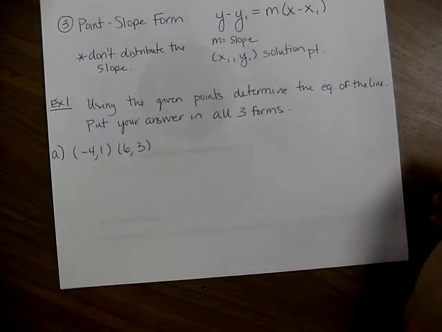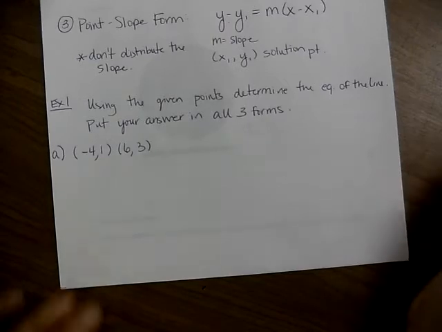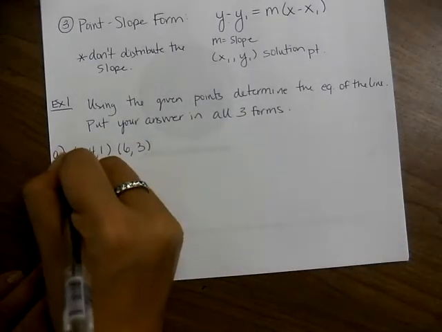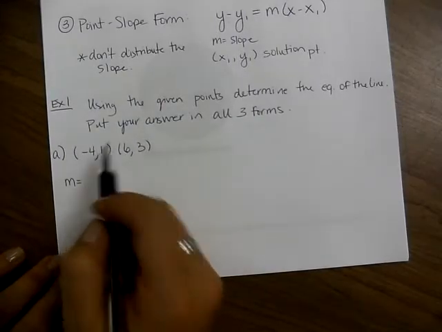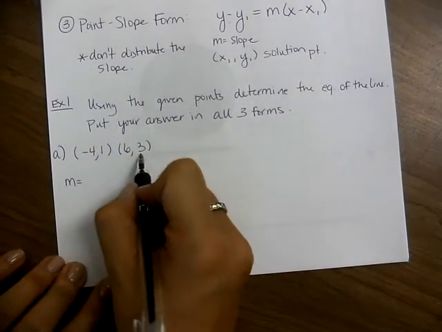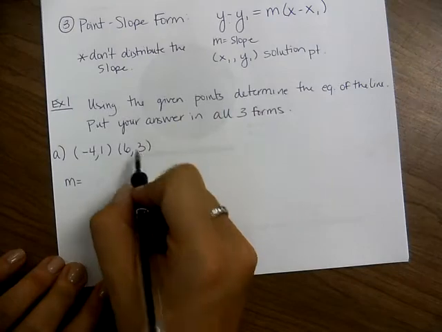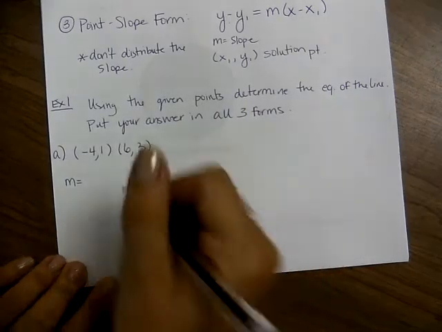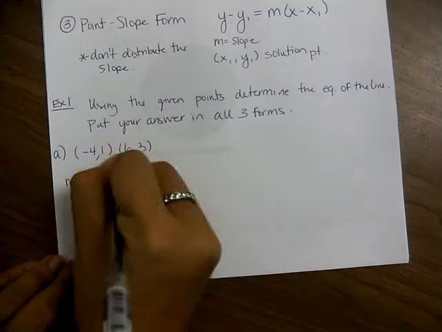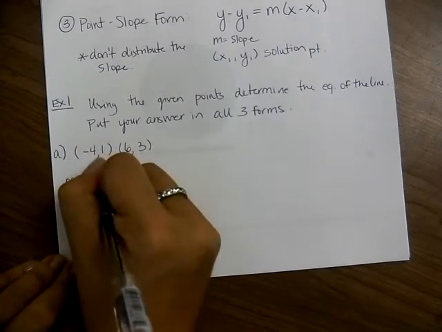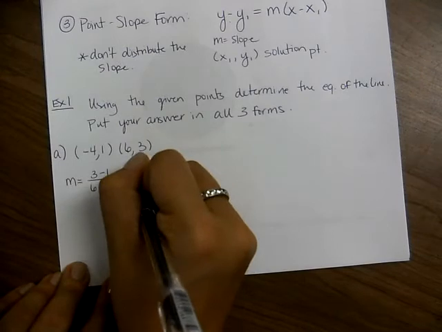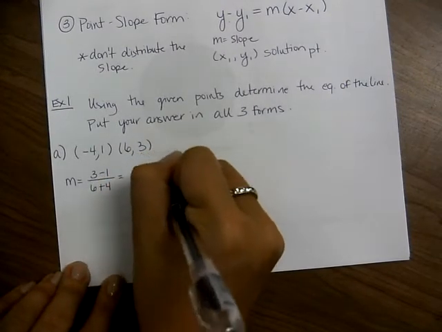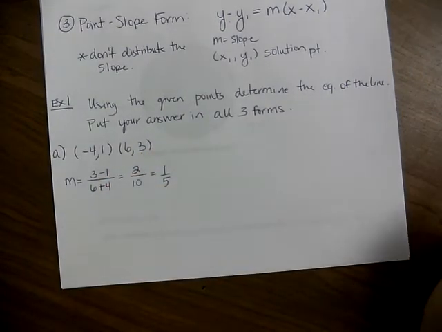Okay, so when you're given this, regardless of whatever form you're going to go into, you really need to find the slope. So I'm going to find the slope first. Remember, when you're finding the slope, it doesn't matter what order you start with, you just have to keep the same order the same time. So if I start with the second point for y, then I have to start with the second point for x. So I'm going to do 3 minus 1 over 6 minus a -4, which is going to give me +4. That's going to give me 2 over 10, which simplifies to 1 over 5.